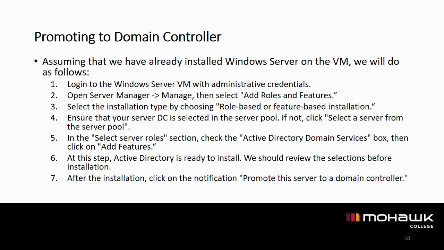Fourth, we have to ensure that our server DC is selected, that we considered its name before. In the server pool, we named DC the domain controller virtual machine. If not, click Select a server from the server pool and find the name of the domain controller virtual machine that we are looking for.